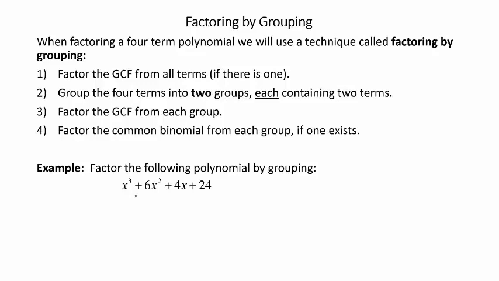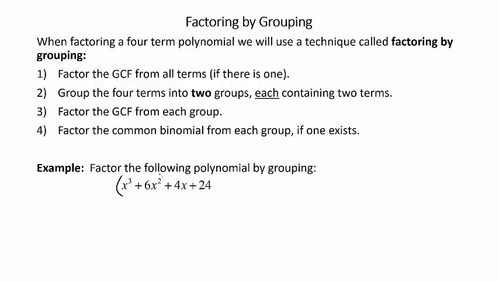Now, I'm looking at this and I don't see a common factor among all of the terms, right? So if I'm looking for a GCF, the first term doesn't have a number included and the last term doesn't have a variable. So we're kind of stuck in terms of being able to factor anything out from all four terms. But in step 2, it says group the four terms into two groups.